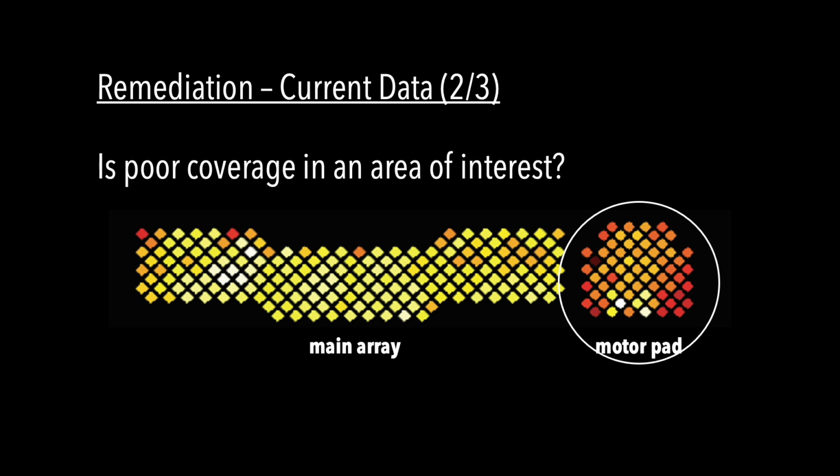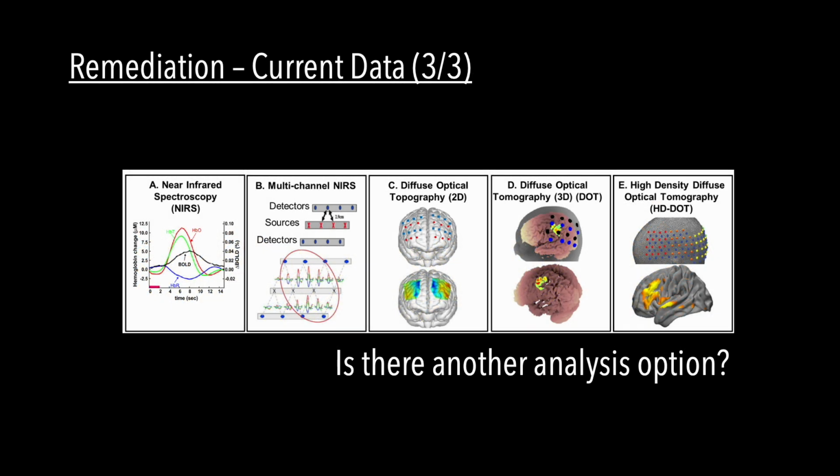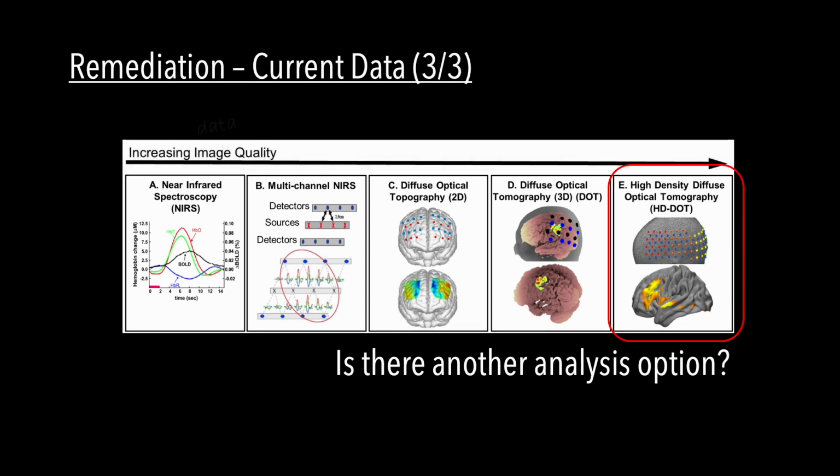This solution may not be ideal, but occasionally, a compromise must be made in order to maximize the data available for study. A final remediation option is to consider an alternate analysis. The rationale for high-density diffuse optical imaging and the goal of NeuroDOT is the generation of tomographic maps of brain activation. However, tomographic mapping is the most demanding application of optical data.